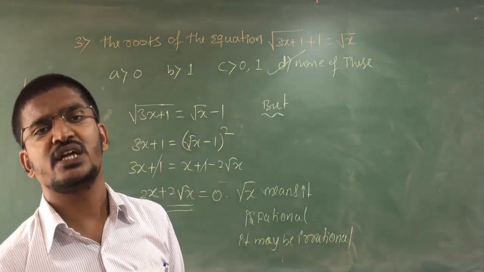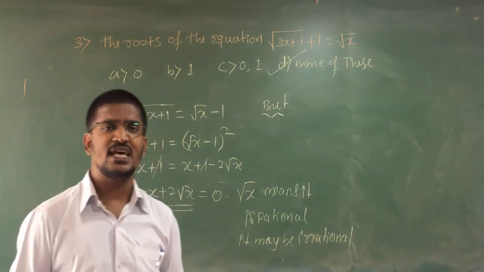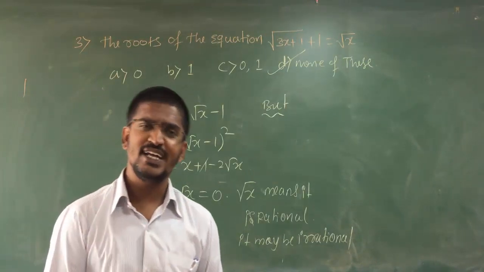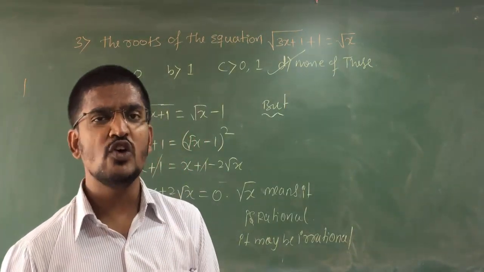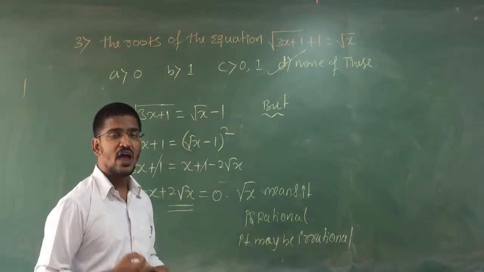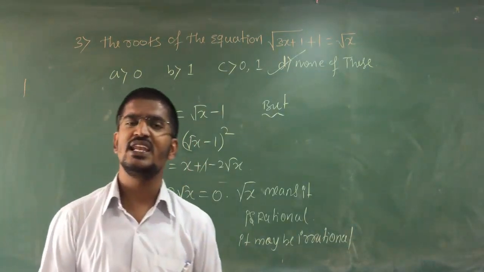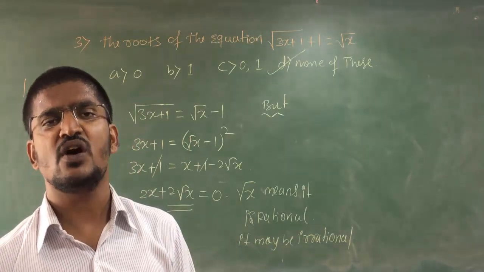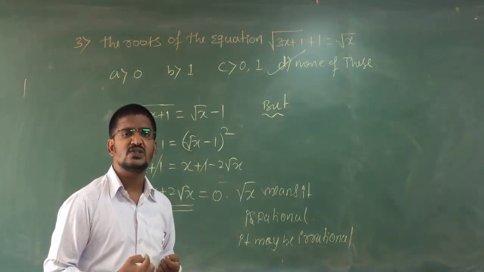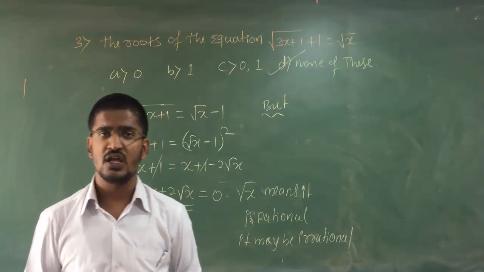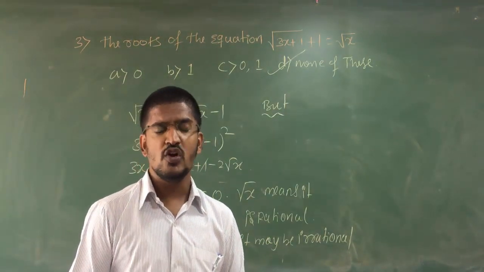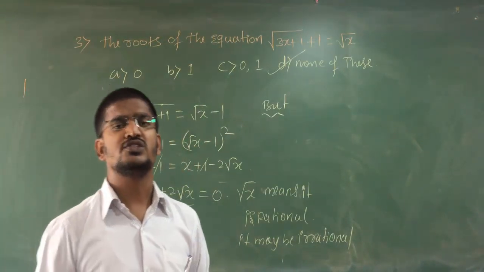What does the root definition tell? The root definition tells that your LHS term must be equal to RHS. For that reason, you have only two options, that is 0 and 1. You use 0 first and check whether LHS is equal to RHS or not. Next you use 1. Check whether LHS is equal to RHS or not. If they satisfy, they are the roots. If they don't satisfy, they are not your roots.